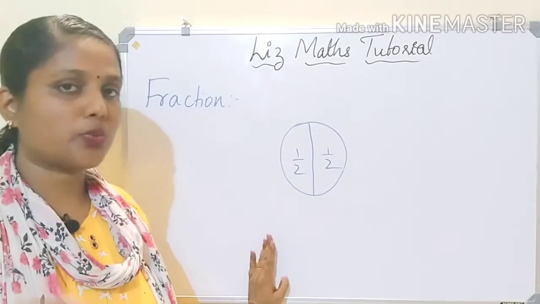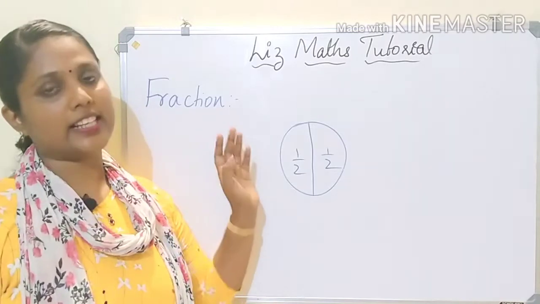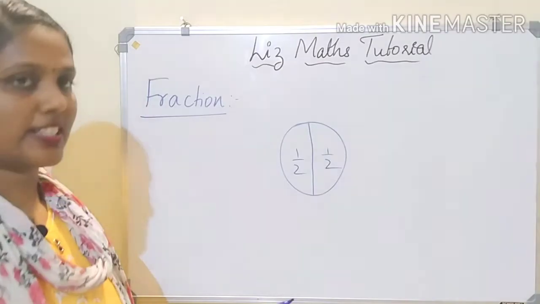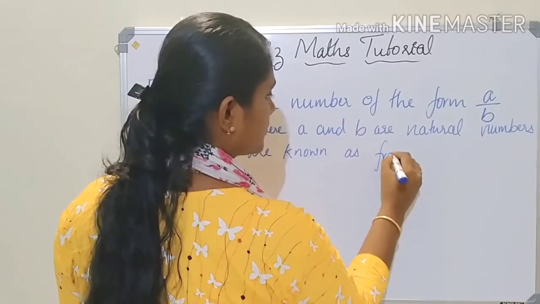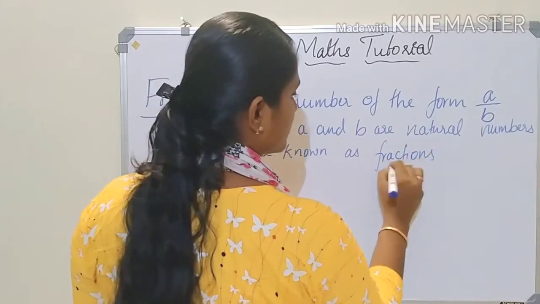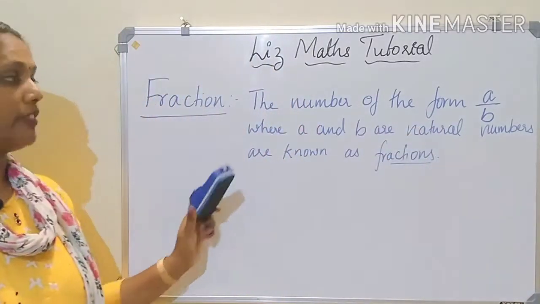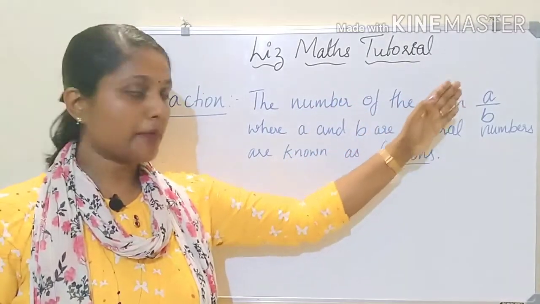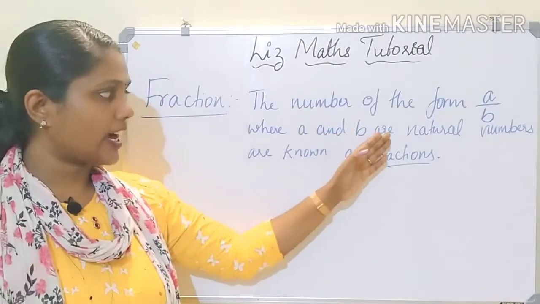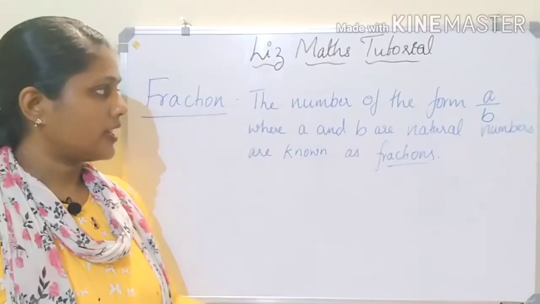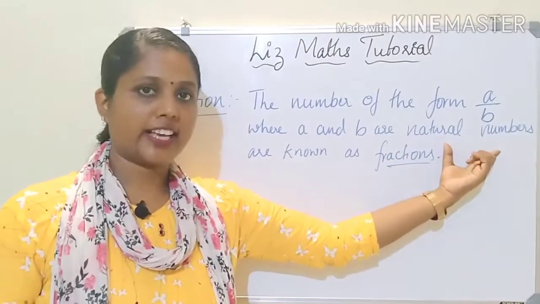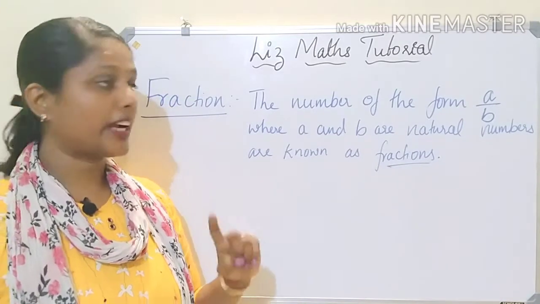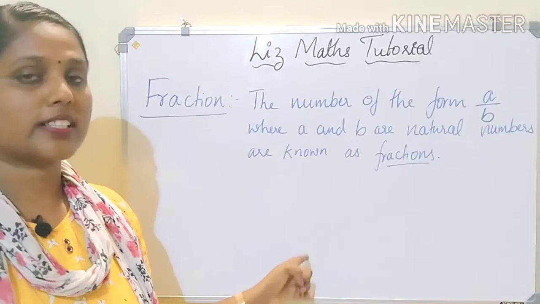So in today's class we are going to learn the definition and the types of fraction. Okay, let us start with what is the definition of fraction. The number of the form a by b where a and b are natural numbers. Here the natural number concept was taken in my first video. Those who have not seen that, see that and come back to this video. Then only you can understand what is a natural number.